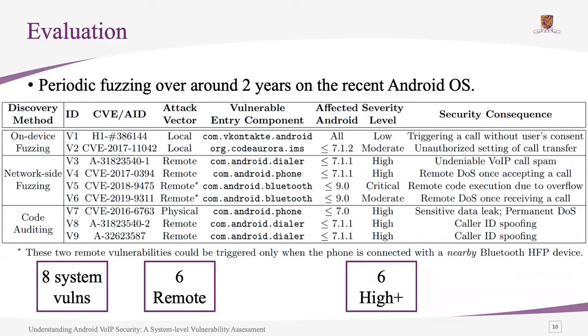And the security consequences are generally serious. We found that 6 of them are rated by the Google security team as high or critical level. For the detailed security consequences, we found that these vulnerabilities can cause remote code execution, denial of service, and caller ID spoofing. Now let's go through the detailed vulnerability results.